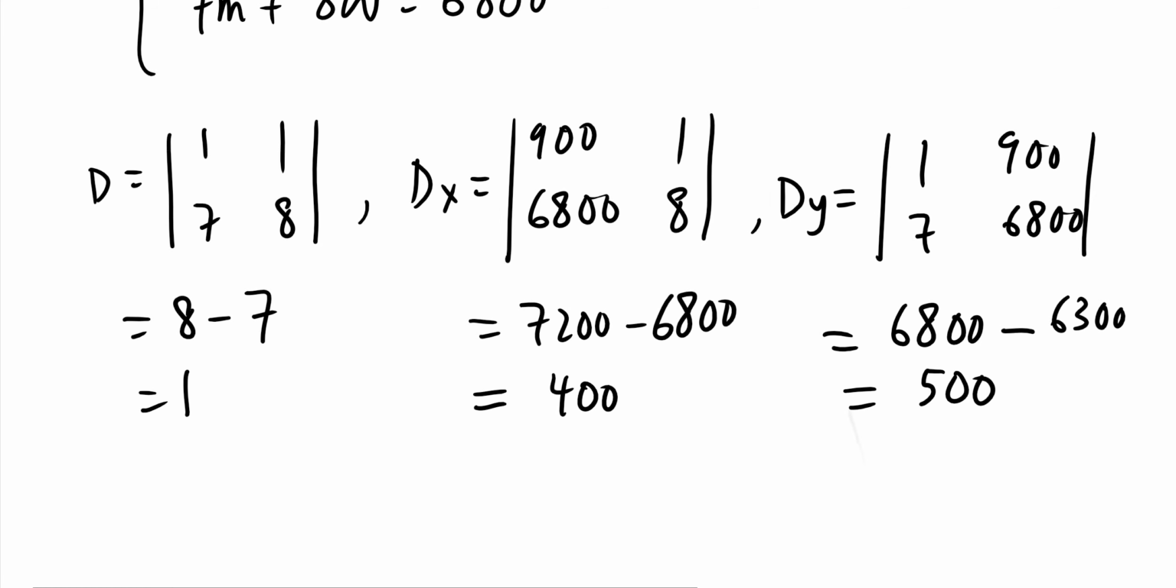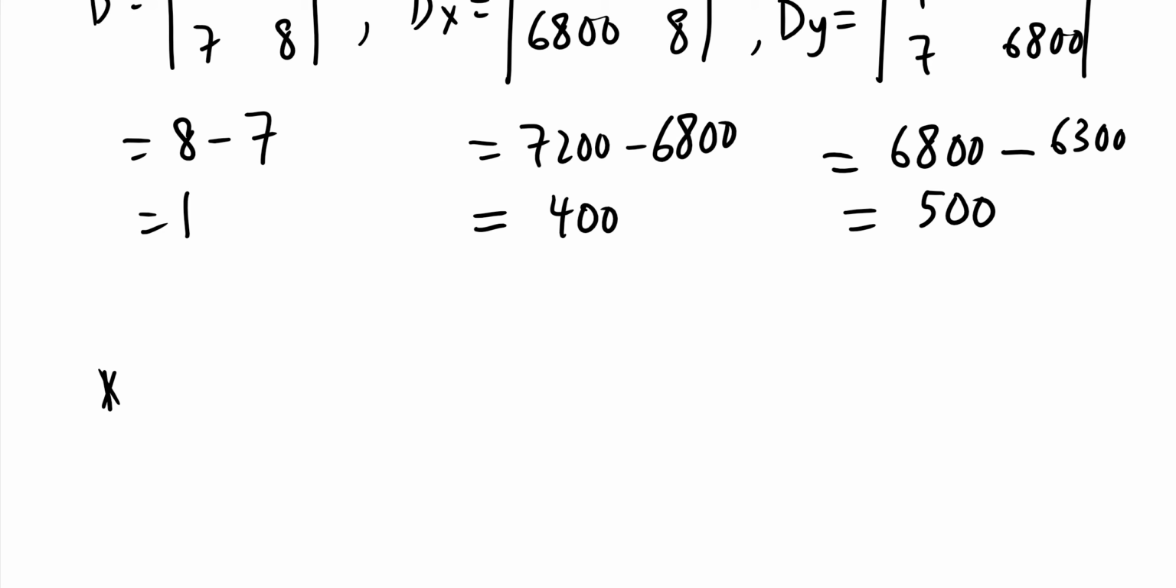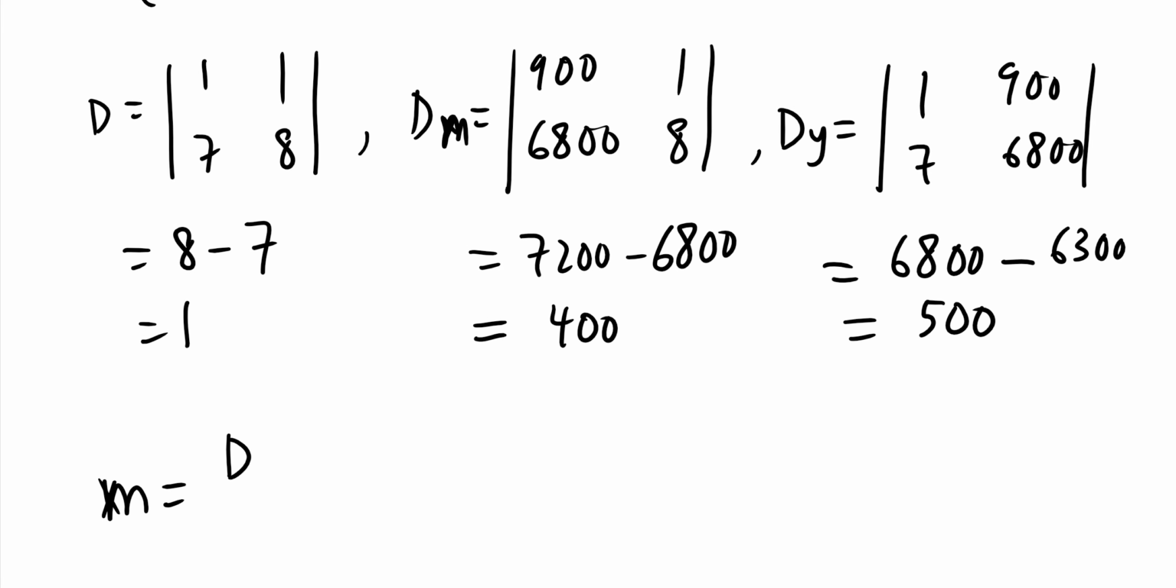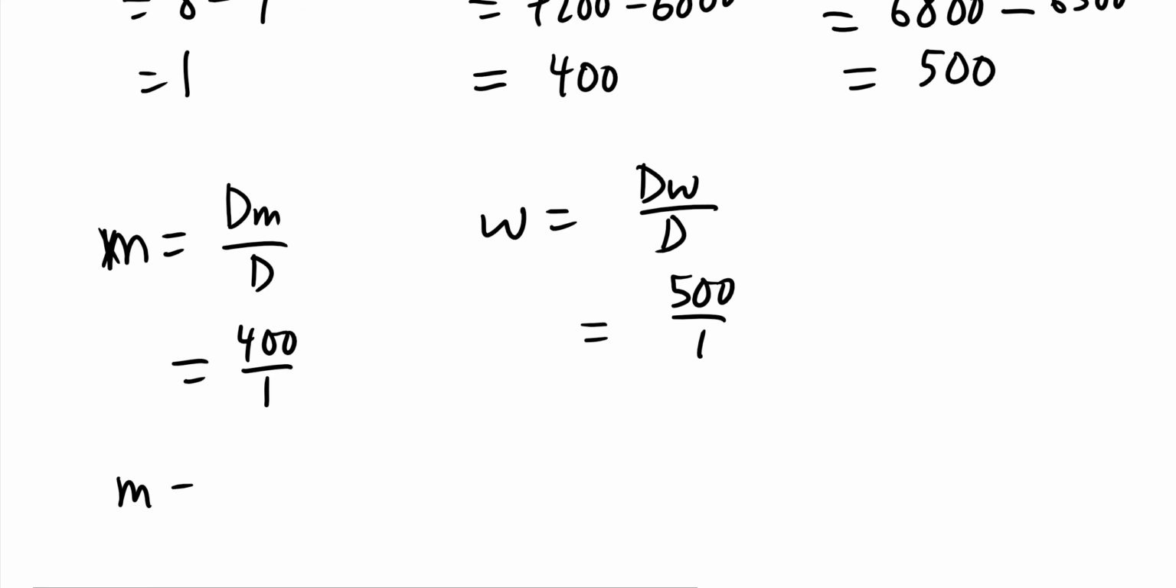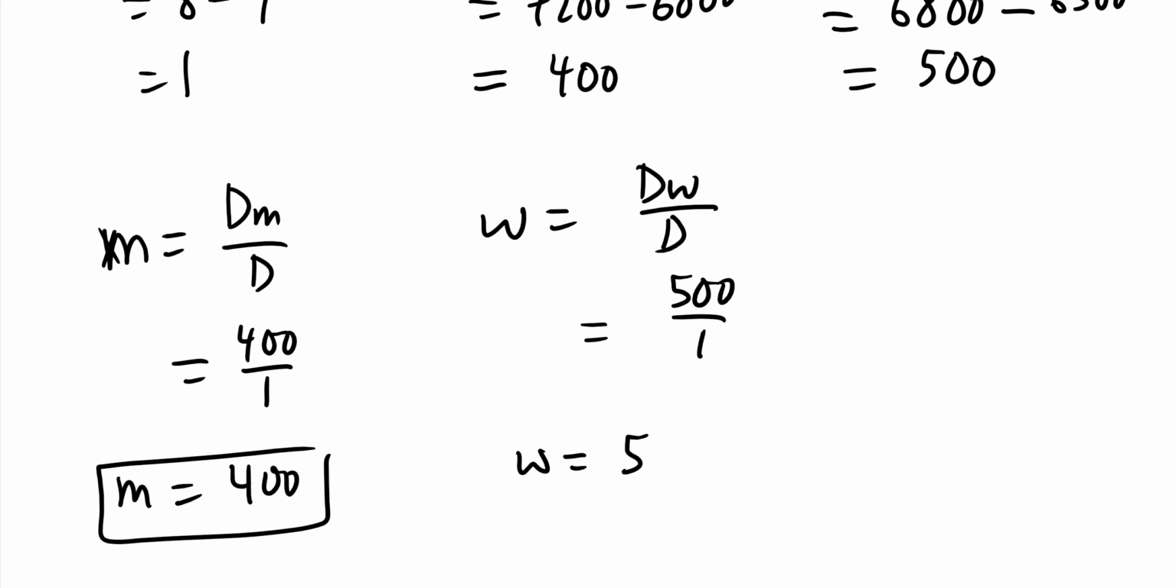So now we can find x, or m here, sorry, we put x here, it should be Dm and Dw. M is Dm over D, and W is Dw over D. 400 over 1, and this is 500 over 1. So the answer would be 400 men and 500 women.